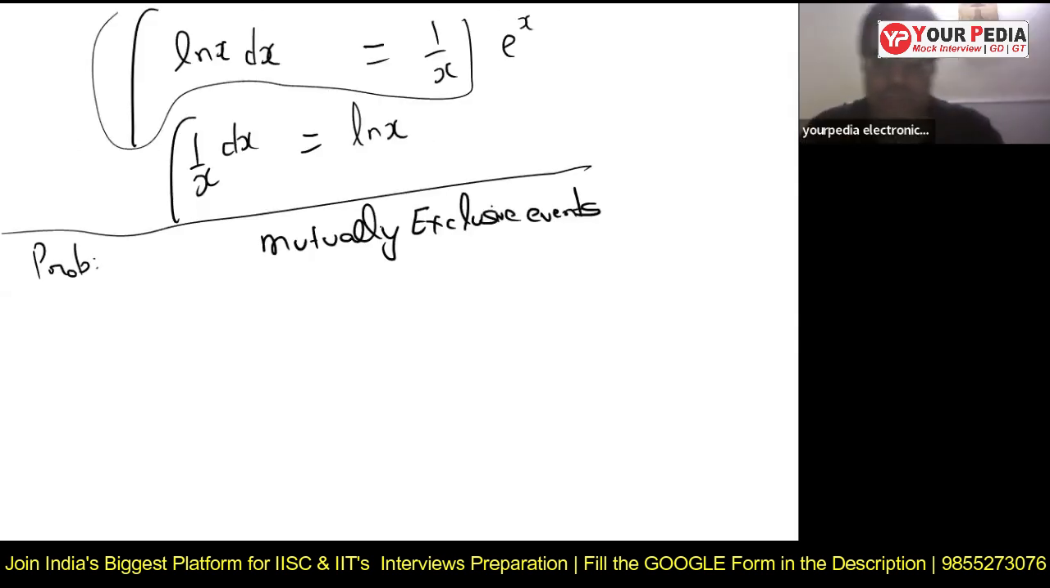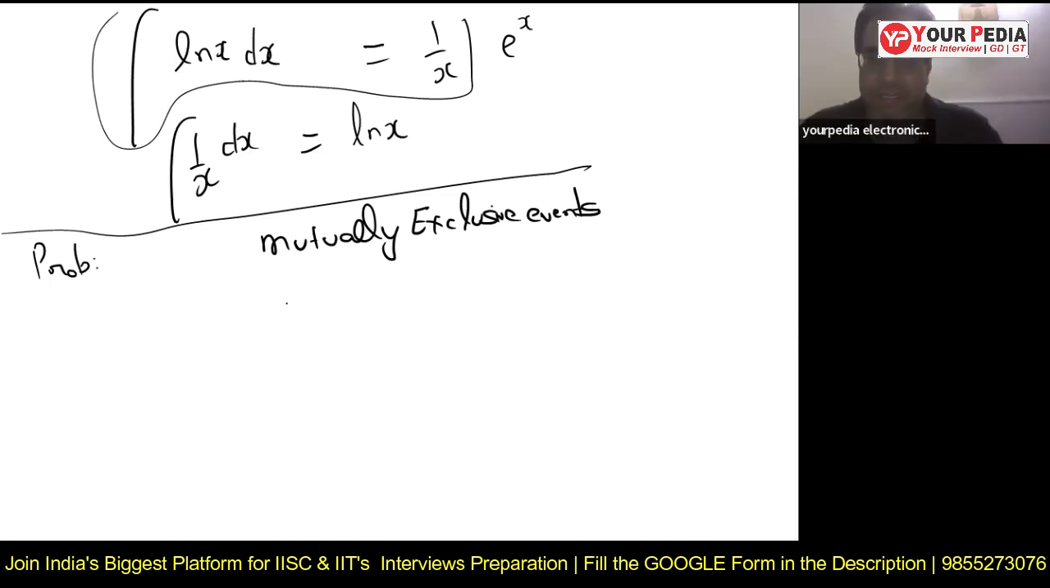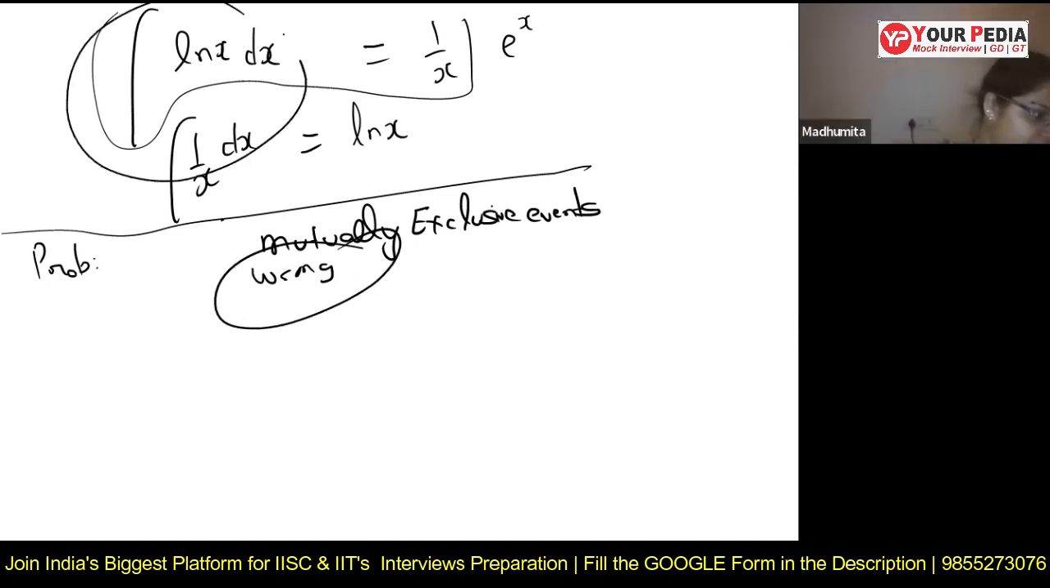Now, you don't know mutually exclusive events, so please revise. All the definitions of probability, because I'm not going to tell every definition right now. The definition you provided me was very wrong. You are not clear about this. Integration of lnx you have to learn yourself.